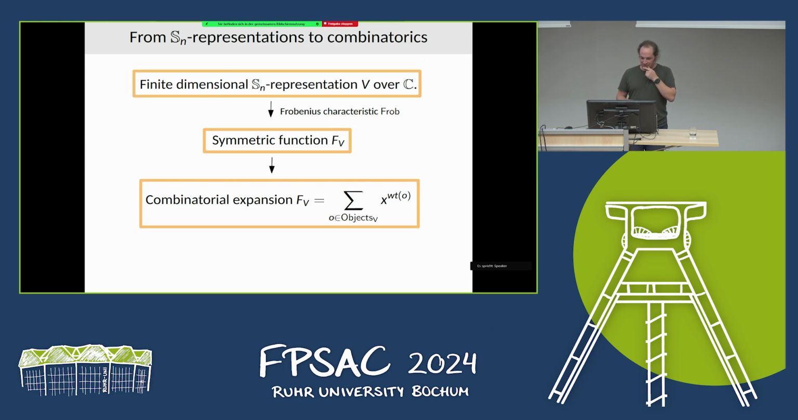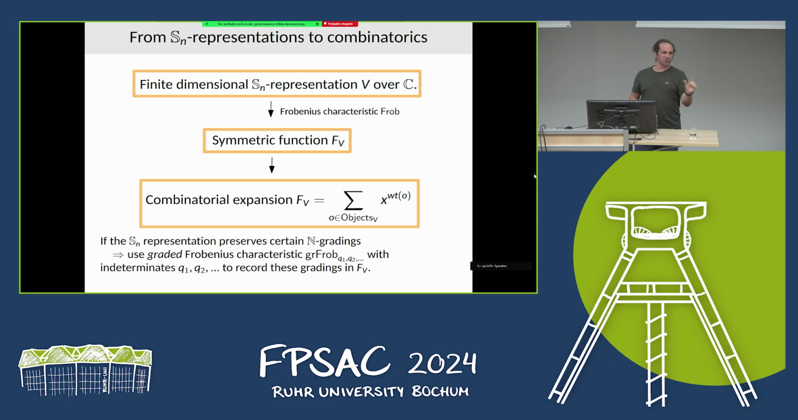Okay, so that's really what we did before. We had a symmetric function, and we actually expanded it into combinatorial objects. So I'd say it's supposed to come from representation. We also had this Q, so in general, you can have gradings in your representations, and then you have graded Frobenius characteristics, so just add parameters to record the different gradings that you can have. So one parameter for each grading.